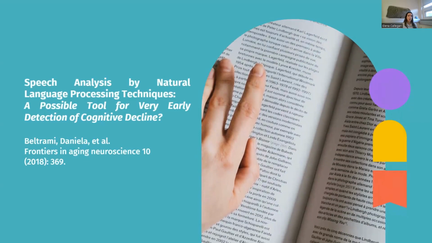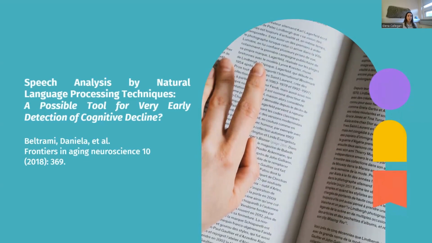We're going to be looking at two studies, and the first study that I want to be talking about is this article called Speech Analysis by Natural Language Processing Techniques, a possible tool for very early detection of cognitive decline. So just by looking at the title, you see that one of the main concerns as clinical linguists and as individuals working with natural language processing is, how can we use natural language processing for early detection of Alzheimer's disease? This is a relatively recent article.